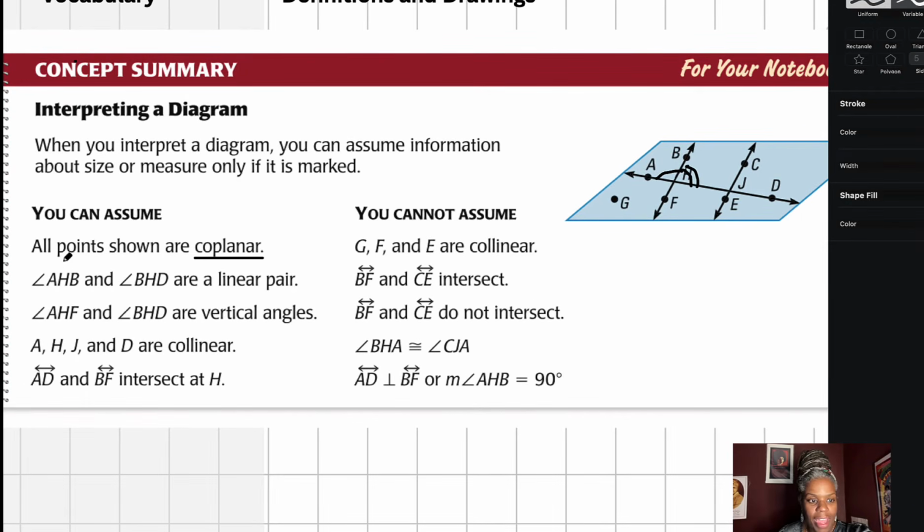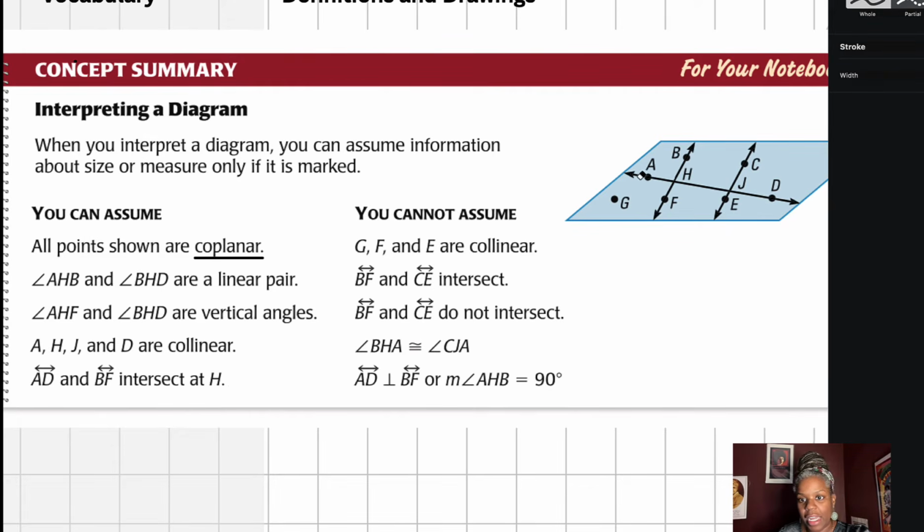And angle AHF, that's this one down here, and angle BHD are vertical angles. Let's go ahead and make sure we know what that means. Vertical angles are those bow tie angles. They're right across from each other. So that's this one. A, H, J, and D, they're on a line. They are collinear. Line AD and line BF intersect at H.